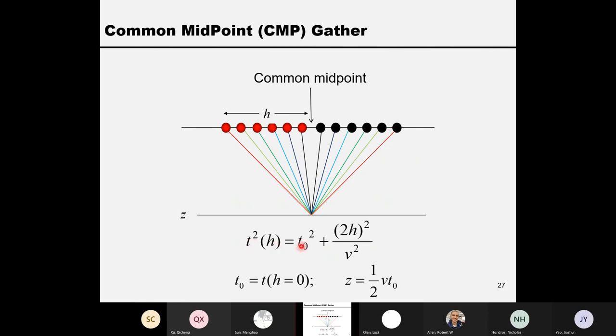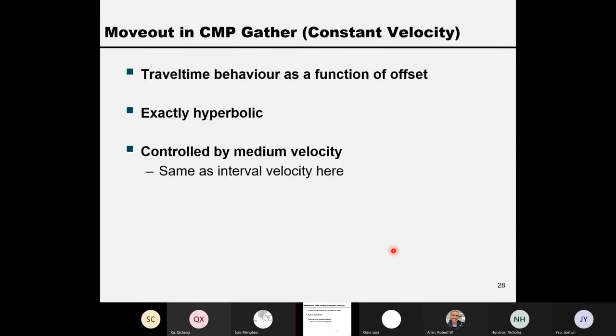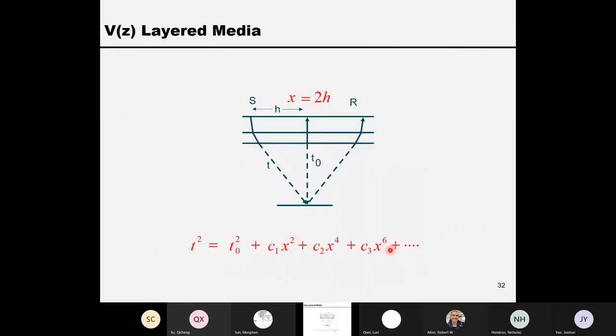t squared equals t naught squared plus C1 x squared, where x is 2h. C1 is 1 over V squared, right? You can see here. So basically, we assume we can truncate this Taylor expansion at second order. And then we can use this to do the NMO correction. This truncation gives you an indication that there are a number of assumptions here.